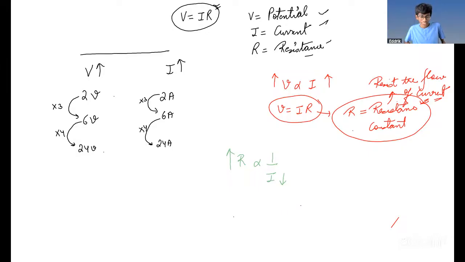Did you understand? This is what we learned. So resistance is proportional to 1 upon current. It is called inversely proportional, basically. It is not called directly proportional.